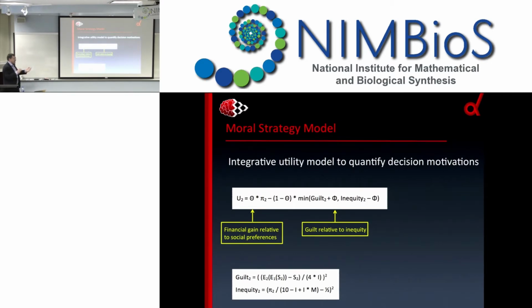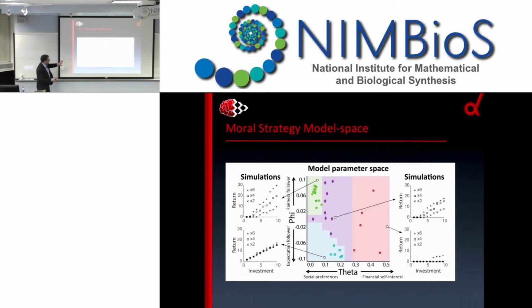Theta basically gives us: do I care about social preferences or do I care about financial gains? So we have our guilt followers, who have one value, and most other people have something else. And then we have this parameter, which gives us a sense of whether we are driven more by guilt or more by inequity. This is going to be a complex slide. It's all right, don't panic.